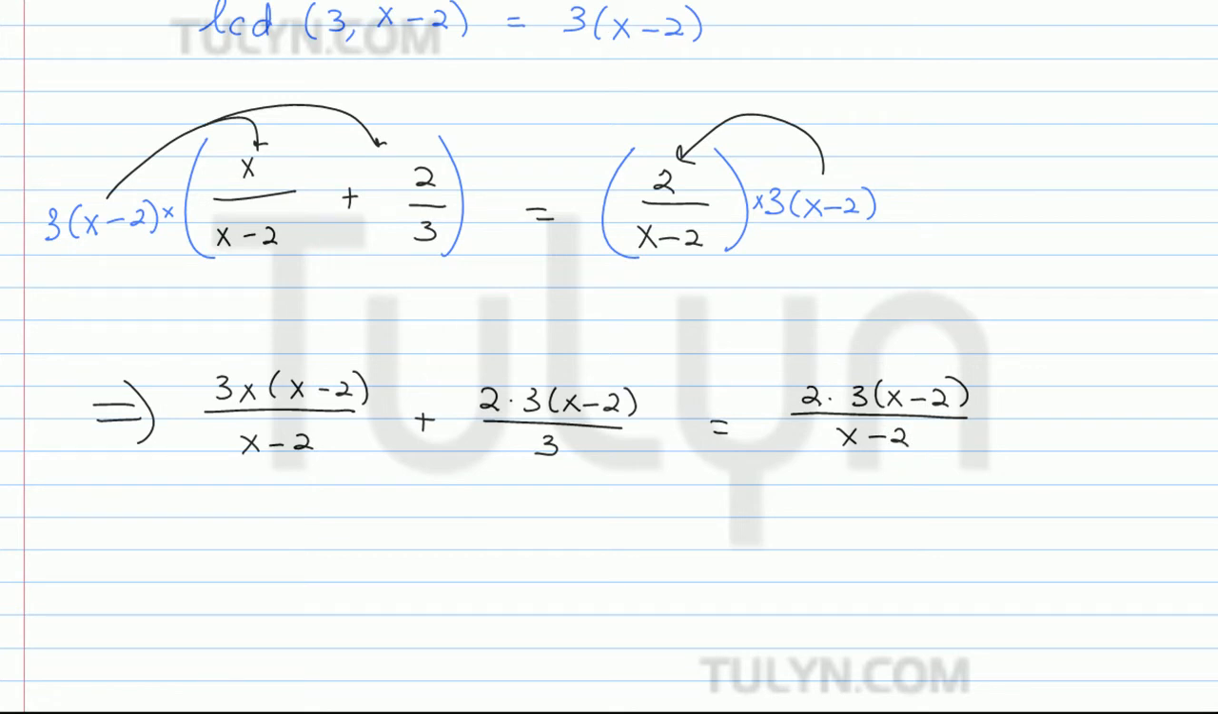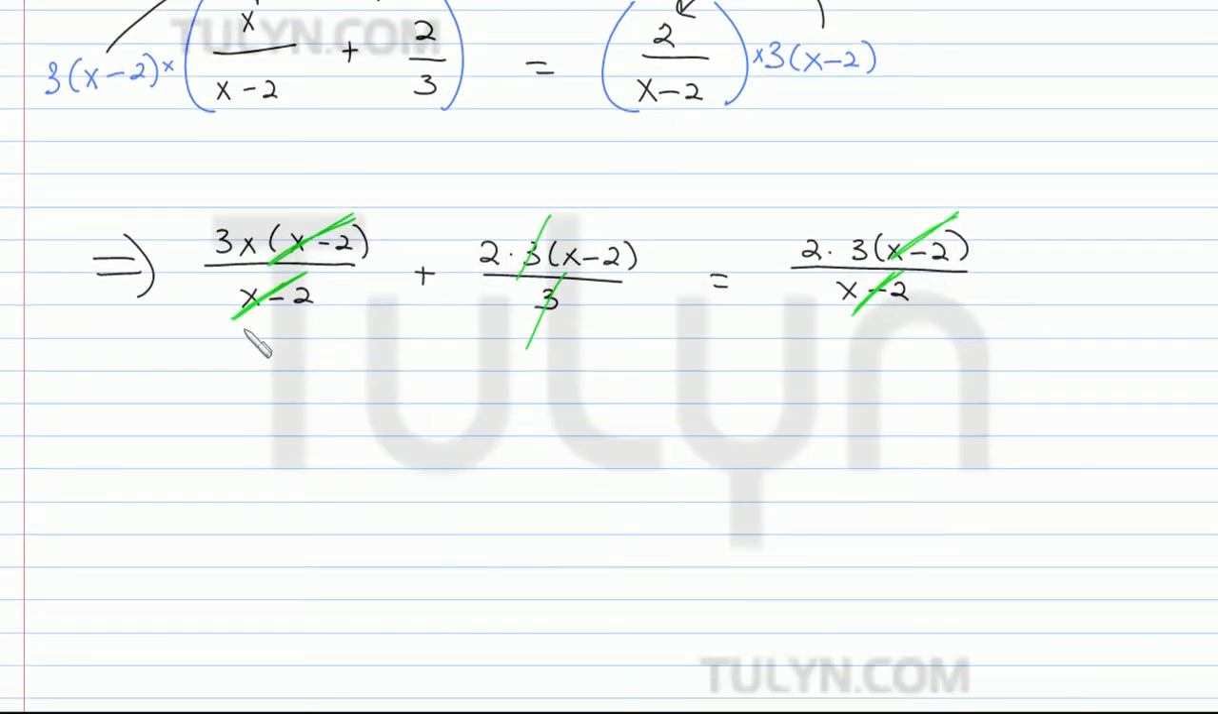So now that we've distributed, we are in a position where we can cancel some stuff out, right? There's an x minus 2 in the numerator and the denominator that we can factor out and cancel from the first term. From the second, we've got a 3, and from the third, we've got another x minus 2. So now notice that I've actually canceled out all 3 of the denominators, which is what I wanted. So we did something right here. So what's left over? 3x plus 2 times x minus 2 is equal to 2 times 3, which is 6.